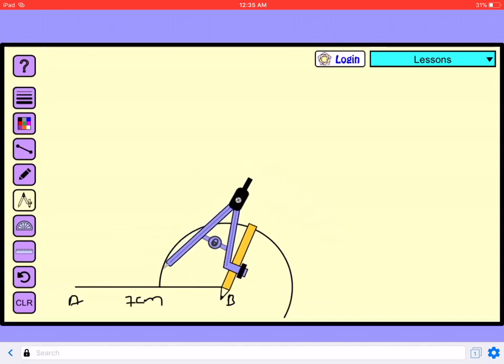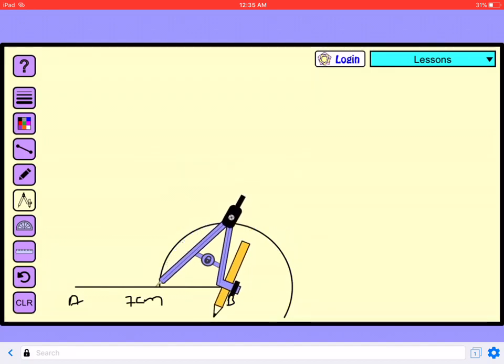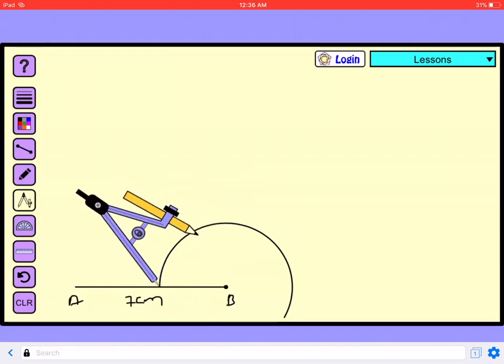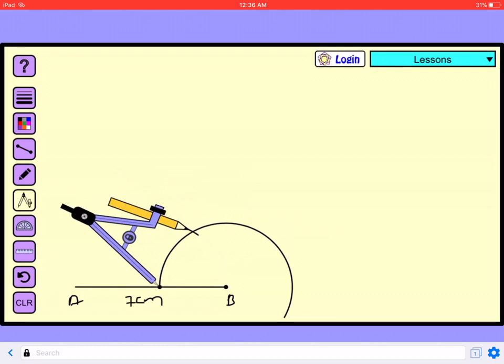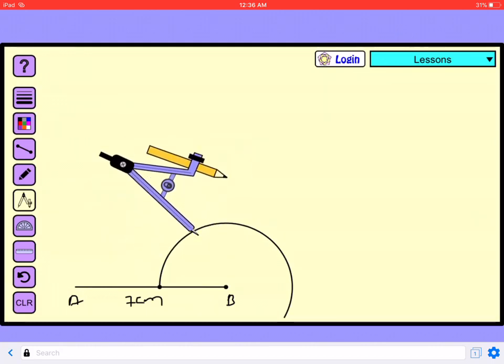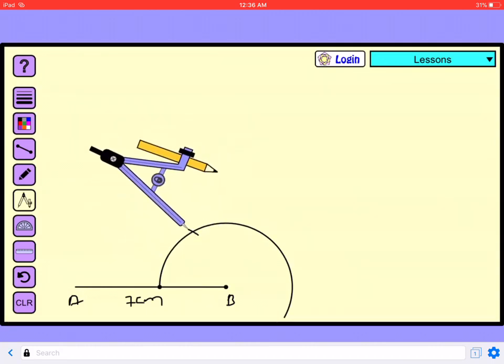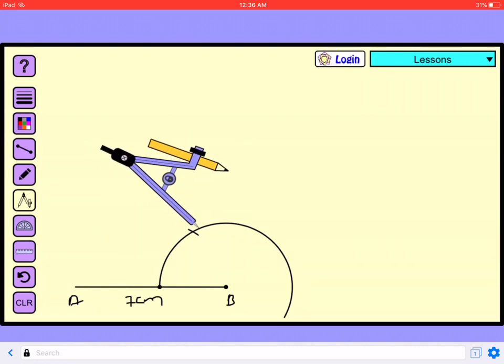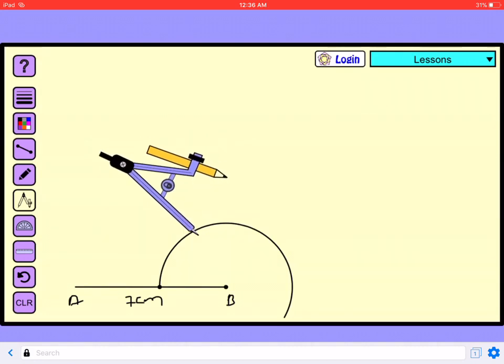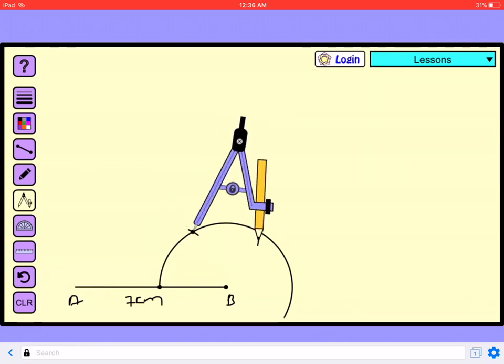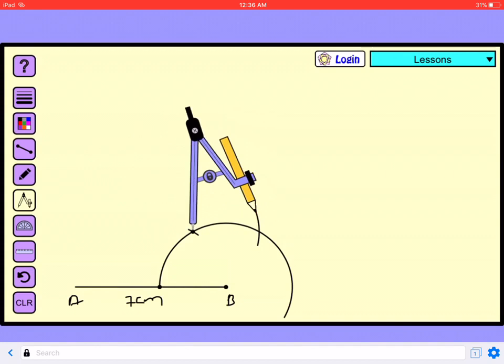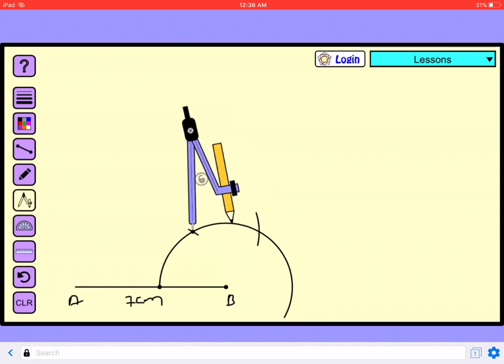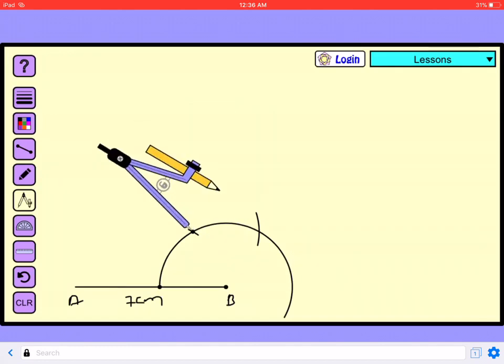Now without changing the opening of this compass, at the intersection of this line and semicircle taken as a center, swing an arc which intersects the semicircle at another point. Now taking this point as a center, without changing the opening of compass, construct another arc which intersects the semicircle at another point. That is the 120-degree angle. So when we join this point with B, we get the 120-degree angle.